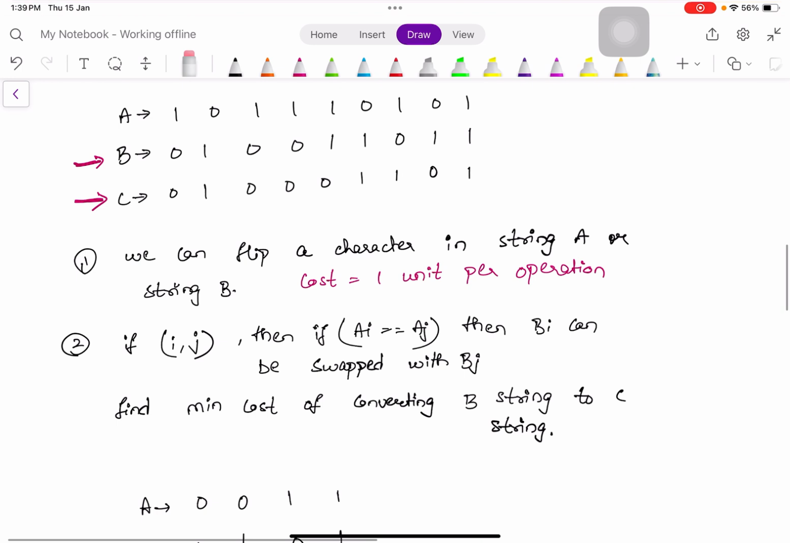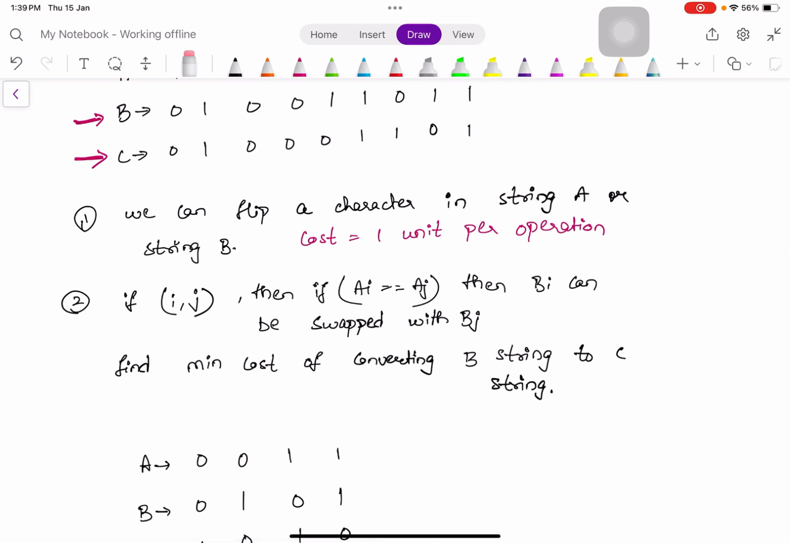First type is we can flip a character in string A or string B. That is a cost of 1, right? Each operation we do has a cost of 1 unit. Second type of operation is if we pick two indices i and j, then if A_i is equal to A_j, then B_i can be swapped with B_j.